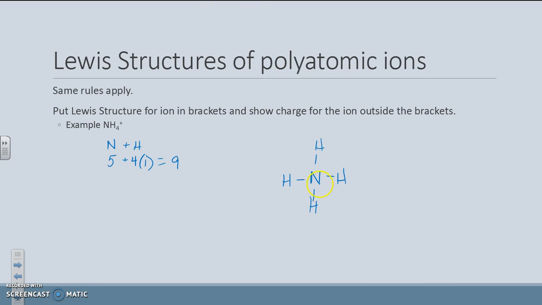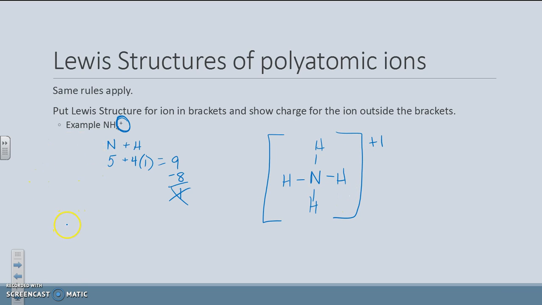Okay, so we've got 2, 4, 6, 8. Everybody's happy. We have 1 extra electron here, but guess what? That plus there tells us that we need to subtract 1 extra electron from it. So there should be 1 extra electron left over, right? All right, so then to show this, we would show that this right here has a positive 1 charge.